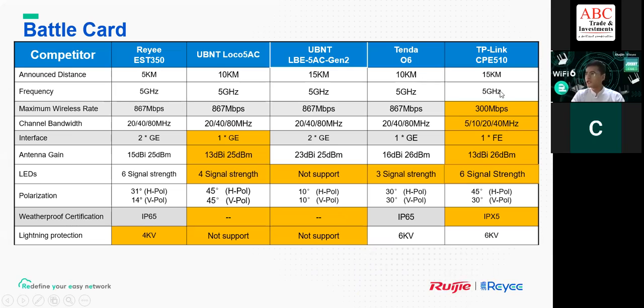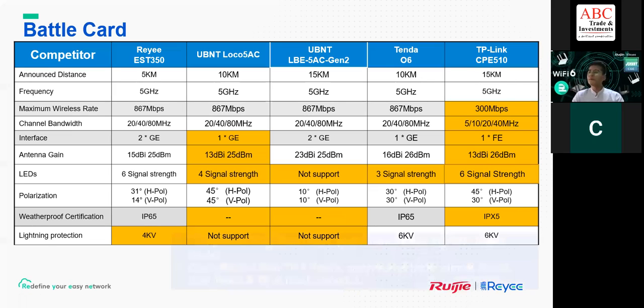Because you see, just think about this: we have only one Ethernet here, and they offer 300 Mbps throughput. So we have interference, and they couldn't get this real distance. I'm sure of this.